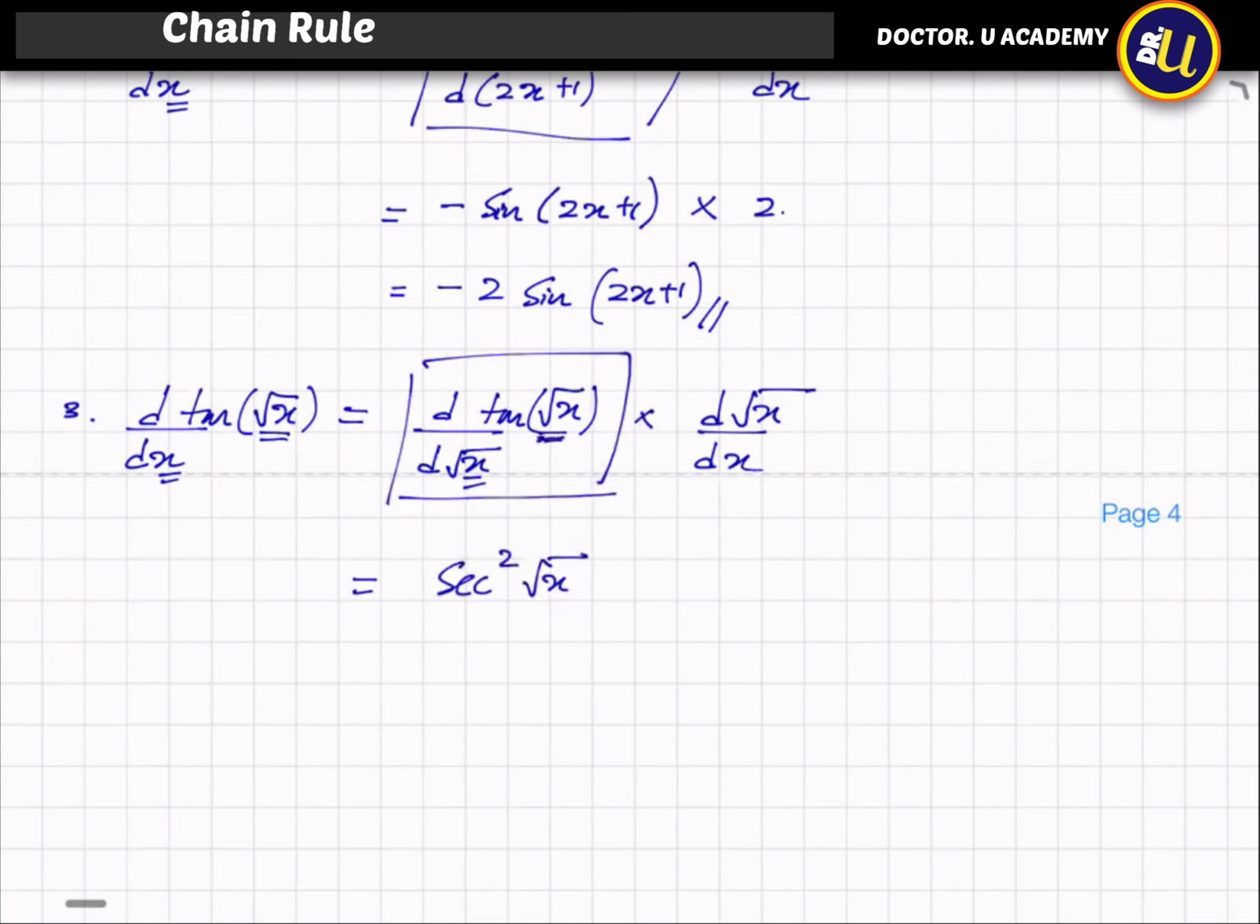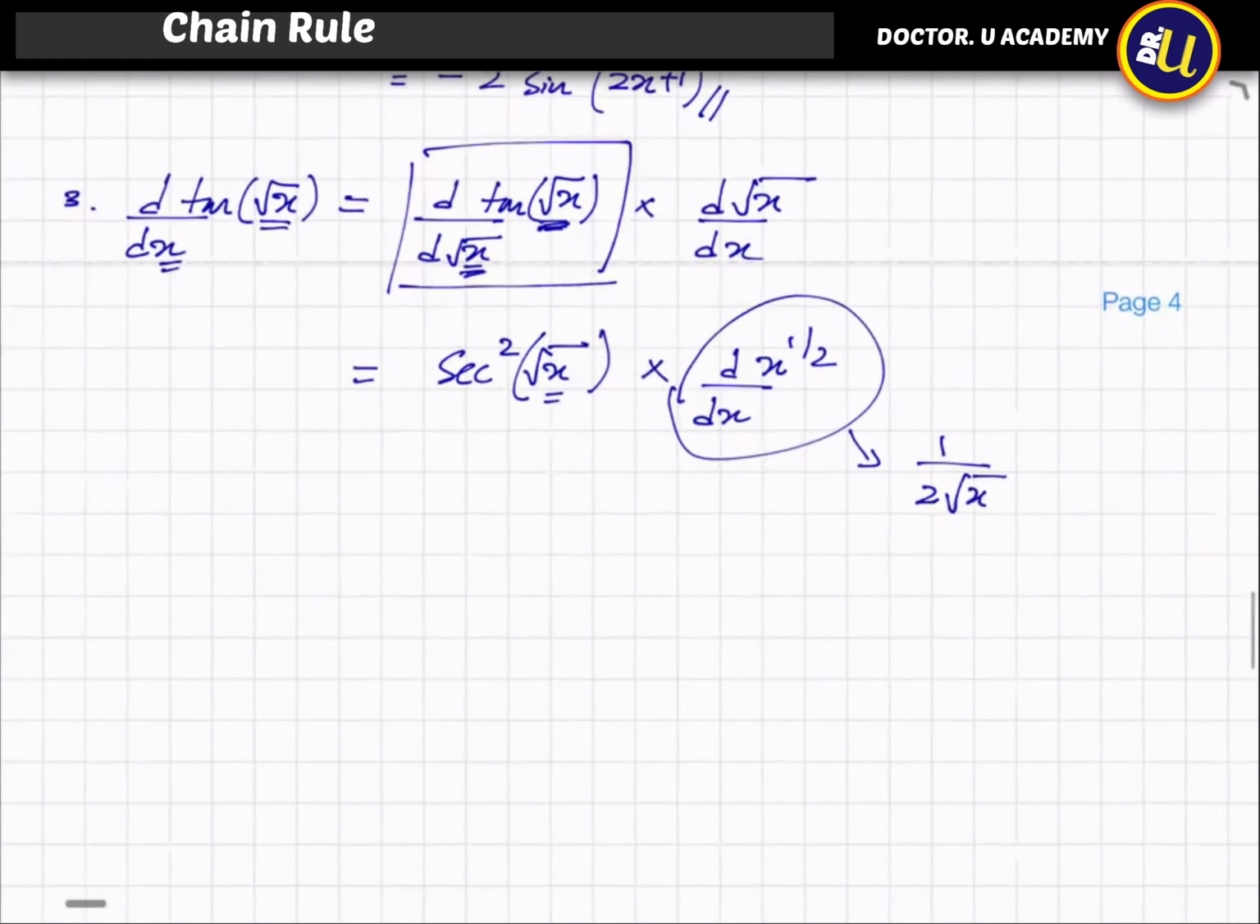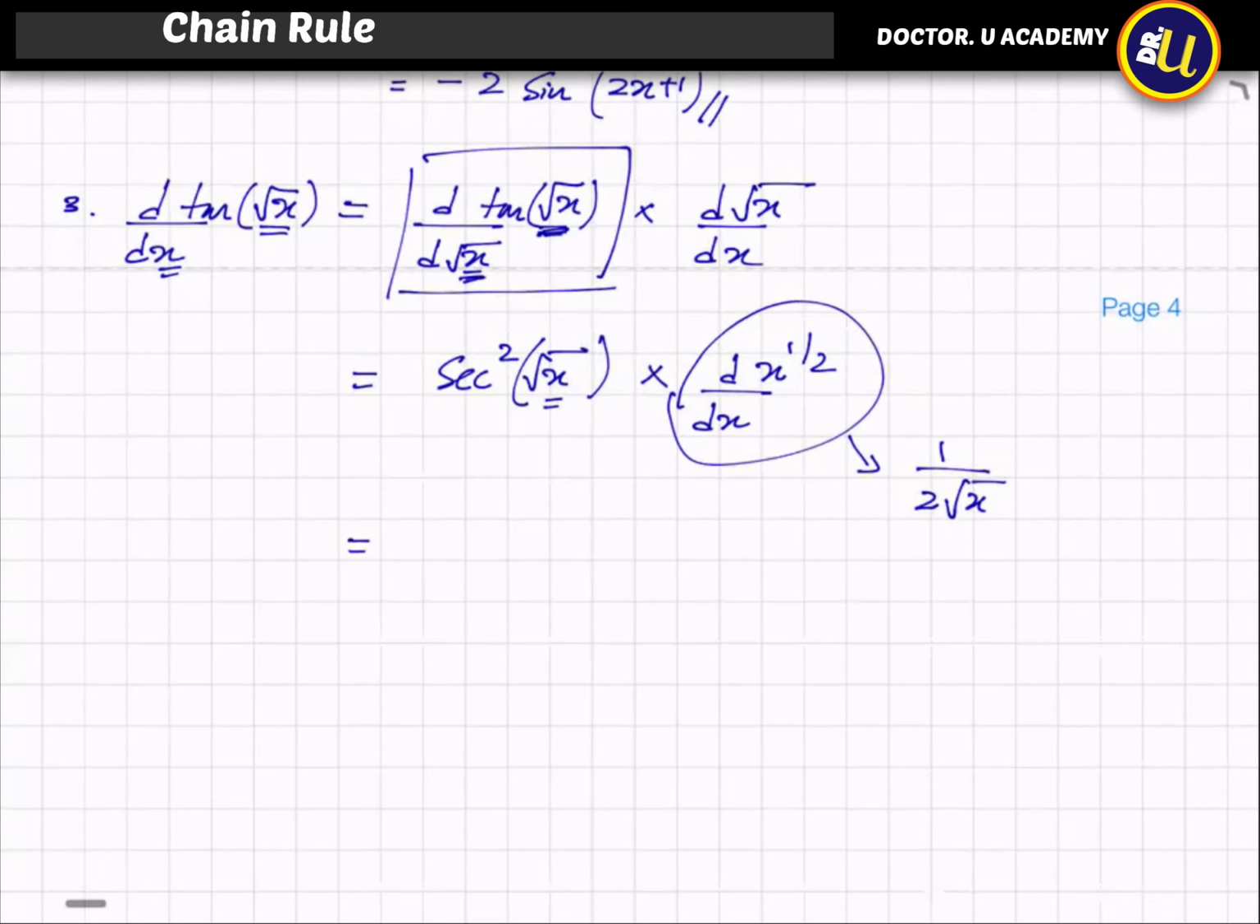You can see the compatibility, square root of x, square root of x. Then multiplication, then you have d/dx of x to the half. So you know d/dx of x to the half would be 1 divided by 2 square root of x. So it's easy, base case number 1, right? If you do that, you get that. So the answer would be sec squared square root of x divided by 2 square root of x. That's the answer to that.